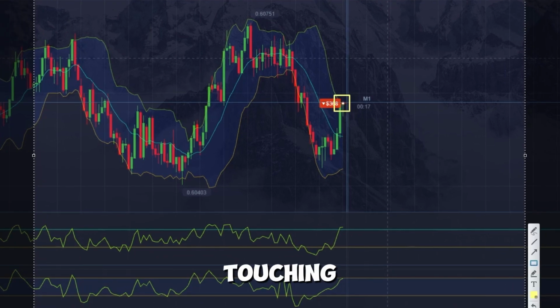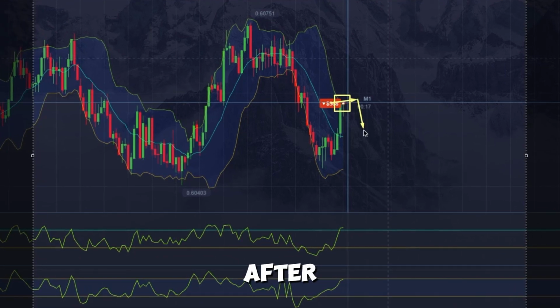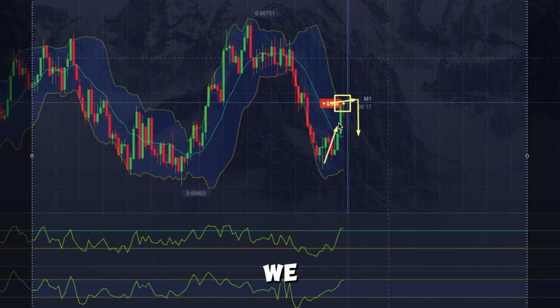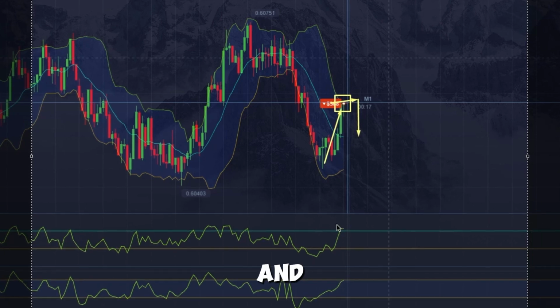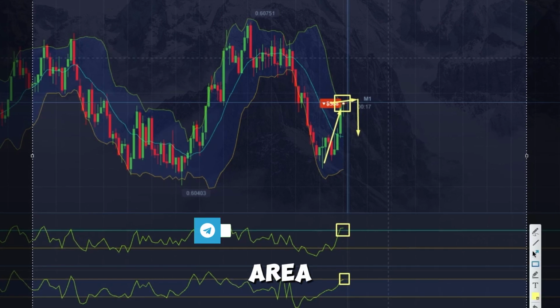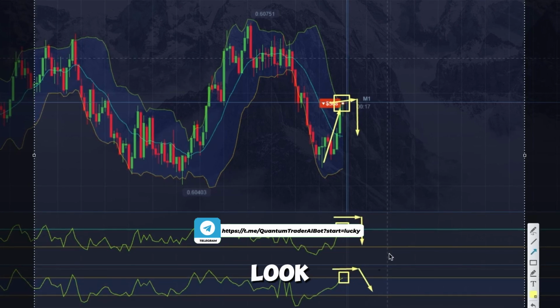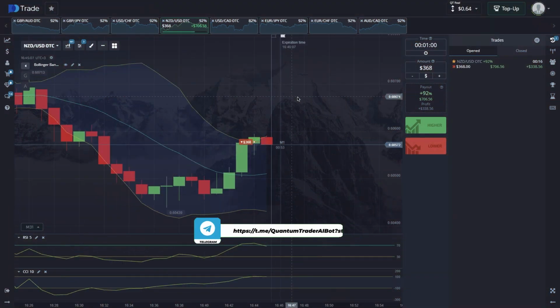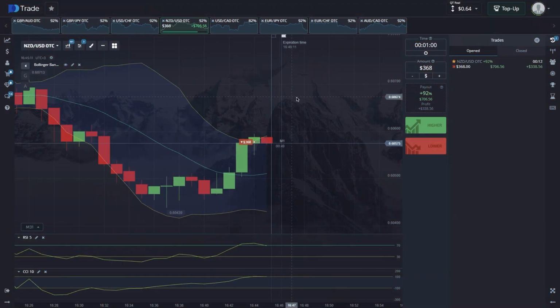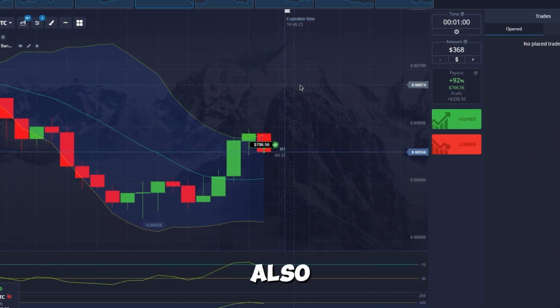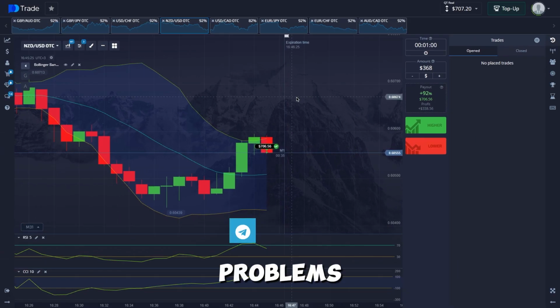Firstly, it is touching, forming a new price maximum after our price rollback, and we also continue to observe and want to see a break out of the overbought area. That is why we are opening a deal to decrease here. Let's look at the result. And the deal also closes in A+ without any problems.